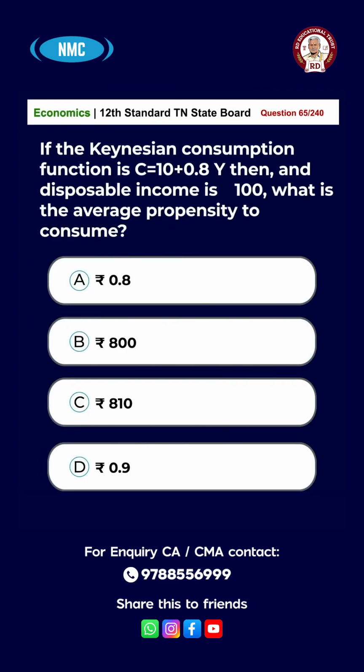Question number 65. If Keynesian consumption function is C equal to 10 plus 0.8y and disposable income is 100, what is the average propensity to consume? Option A, 0.8, B, 800, C, 810, option D, 0.9. The answer is option D, 0.9.